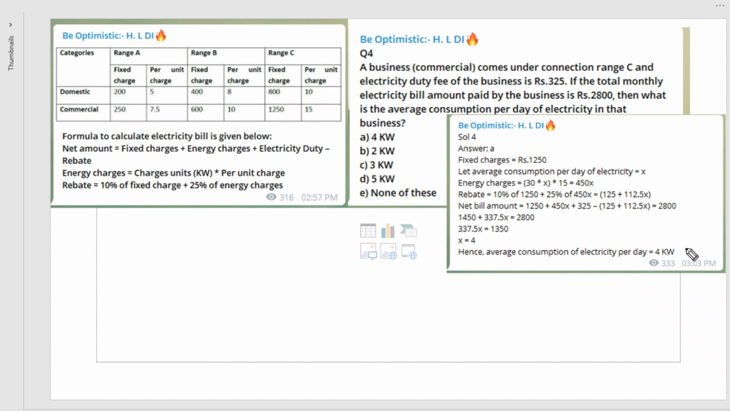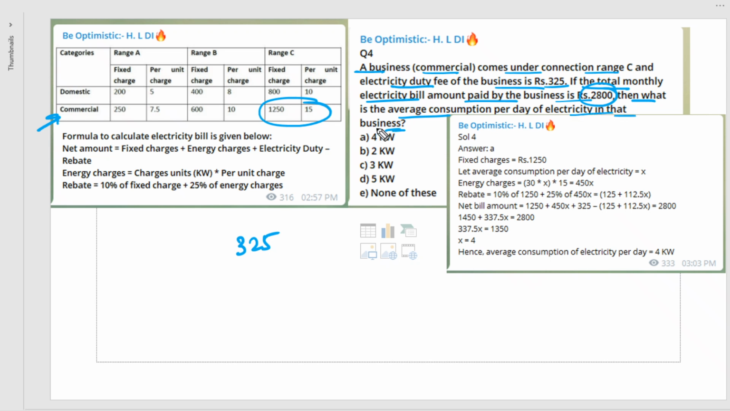So you are requested to please pause the video and solve it yourself, then match the answer. Okay, so I hope you have solved this. Now let's see what the question says. A business that is commercial comes under connection range C. Electricity duty fee of the business is 325. If the total monthly electricity bill amount paid by the business is rupees 2800, then what is the average consumption per day of the electricity in that business?